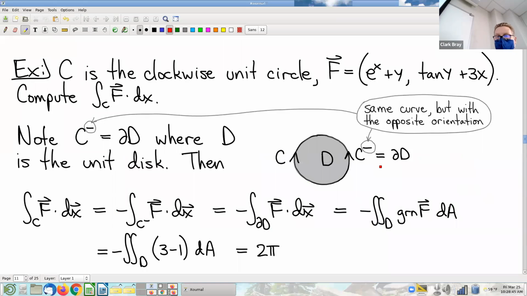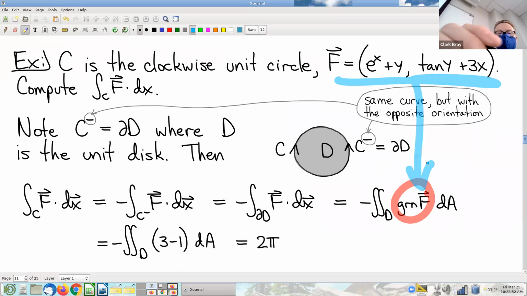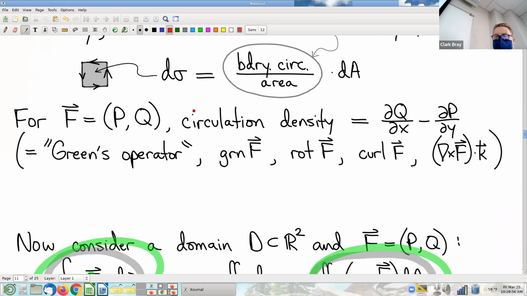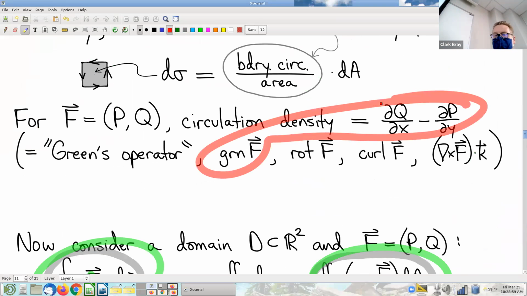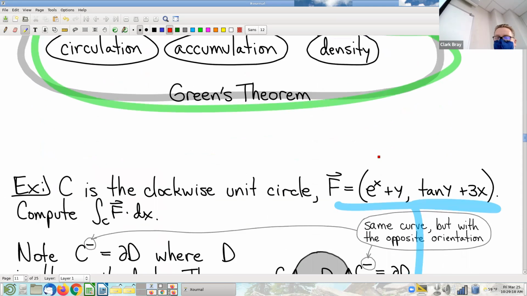All right, so did this help us? Well, we're going to have to compute Green's operator. I'm going to have to take this vector field and plug in and see what Green's operator is. Remember the formula for Green's operator? We've got that up here. It's dq dx minus dp dy. By the way, again, you're welcome to use any of these notations that you like, but I encourage very strongly, pick one of these three right here.